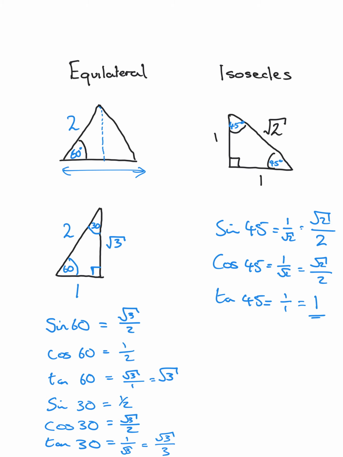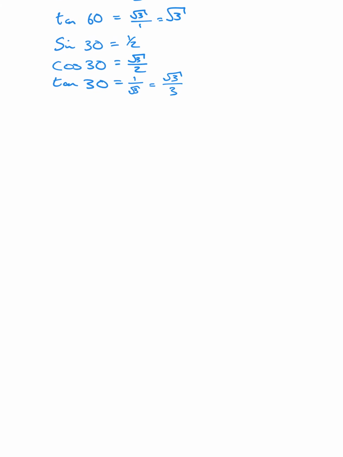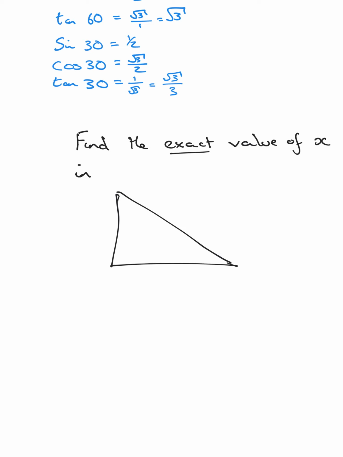So let's look at what type of question you might be asked to do. I'll write this out here, and we can say find the exact value of x in a triangle that I'm about to draw for you. So we've got a right angle triangle, we've been given that this is 60 degrees, and we've been given 5 and x. So we're not able to use our GDC for this.